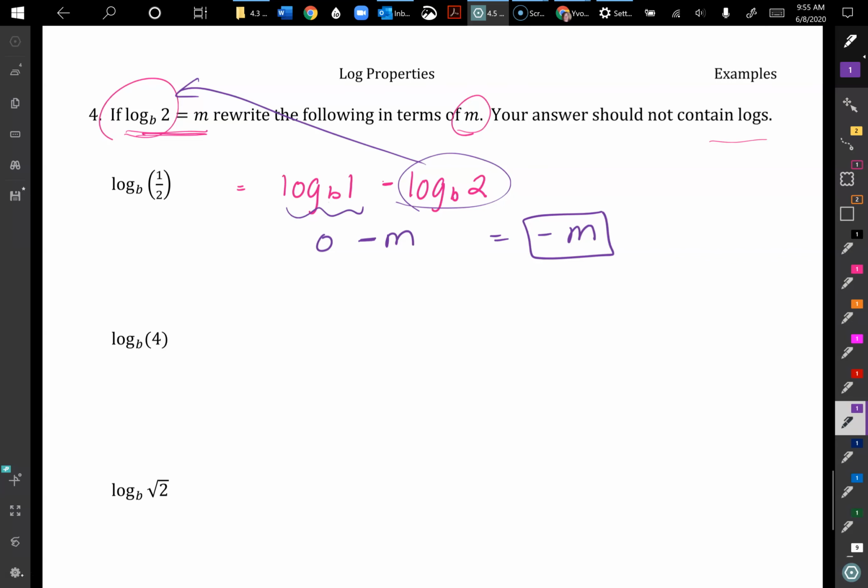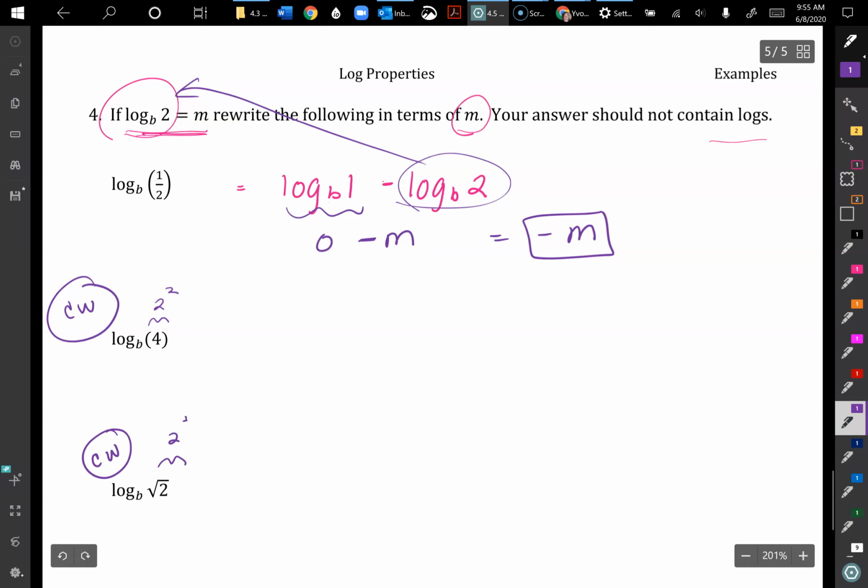Log base b of 4, you could try doing that one and think of it as 4 being 2 squared. So do that as classwork. Probably could do this one pretty easily too. This, again, think of it as 2 to the half. And that should help you out. So go ahead and pause and try those.